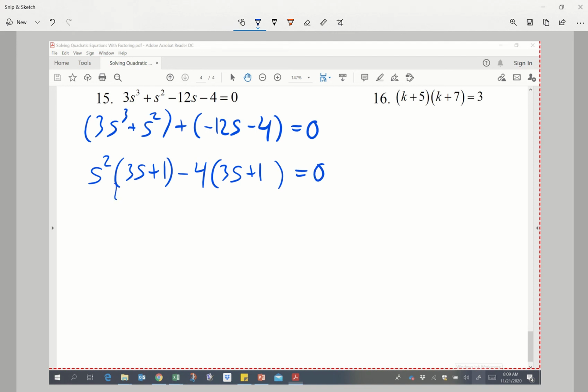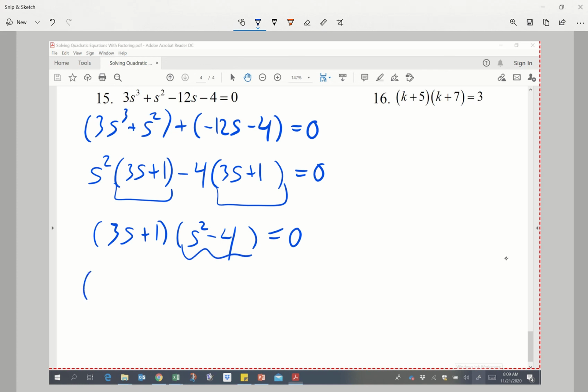Now that we have it broken out like this, we have 2 terms, both of which have a common factor of 3s plus 1. So we're going to factor out the quantity 3s plus 1. When we factor it out of the first term, we're left with s squared. When we factor it out of the second term, we're left with negative 4. So this factors as 3s plus 1 times s squared minus 4. We're not quite done yet because this expression will factor more. We always want to factor completely when we can.